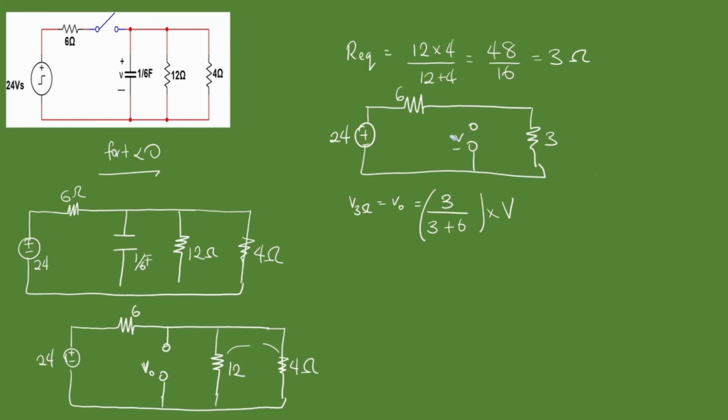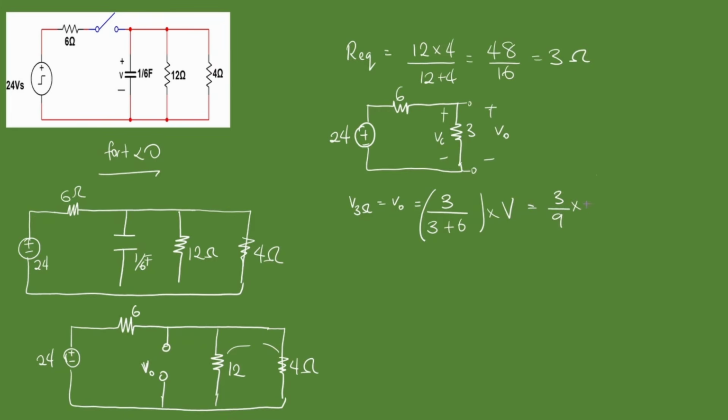Okay, let's see if we can make this clear, to make this a bit more understandable. So we have our 6 ohm resistor and your 3 ohm resistor, so we can get a clear picture. And let's say here, you still have V naught, your voltage across the capacitor. This is still VC, the voltage across the capacitor. So how we do this is that we multiply this by the original voltage. So that's 3 over 3 plus 6 times V. That's 3 over 9 times 24.